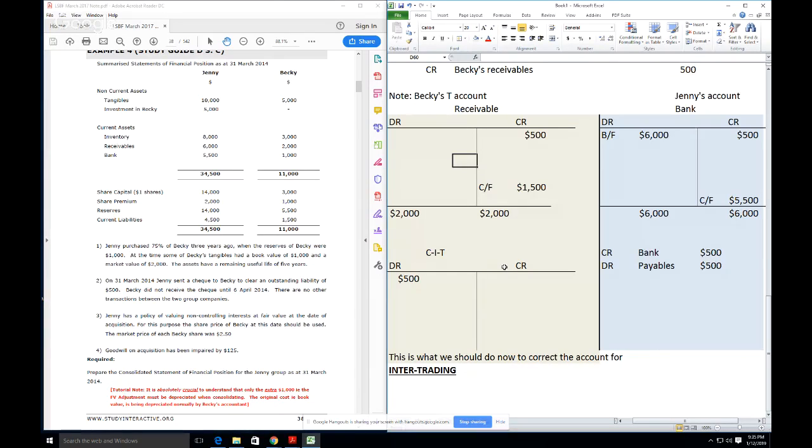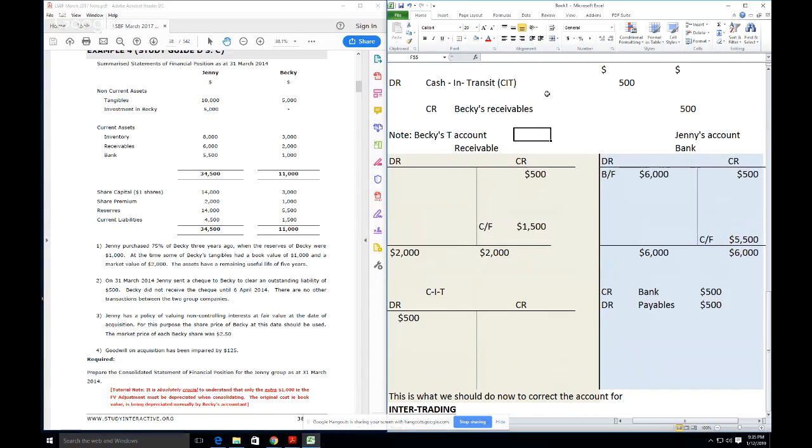Meaning that there was a credit to the bank for Jenny. We have to take it out. And how are we going to take it out? Via cash in transit. We are still going to take this cash in transit over here, and we are going to add that cash in transit to the bank. So all these things I'm doing here are so that this credit here, we'll have to debit it. And the debit for here, because of its transit, is the cash in transit.